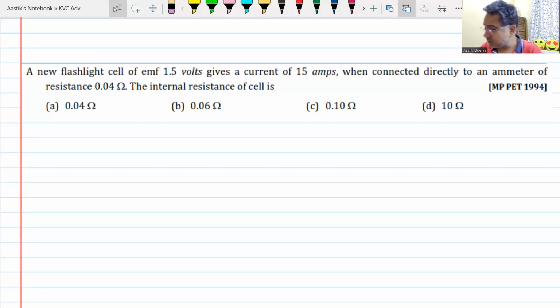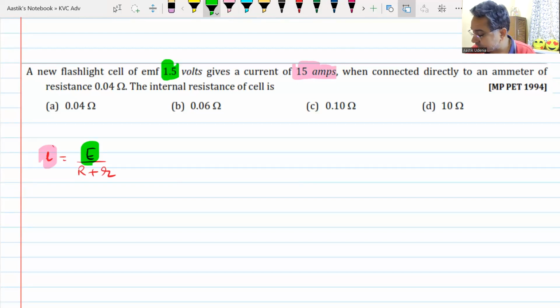So how are you supposed to do this? It's very simple. I will be equal to E upon R plus r. Yes or no? Yes, sir. I is given as 15 amps. Yes or no? Yes. E is given as 1.5 volt. Yes or no? Yes, sir. External resistance, here is the ammeter. External resistance is given as 0.04. Yes or no? Yes, sir.